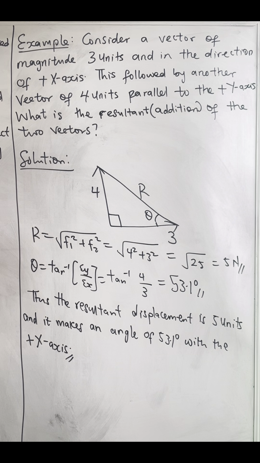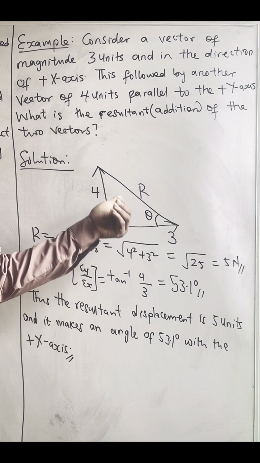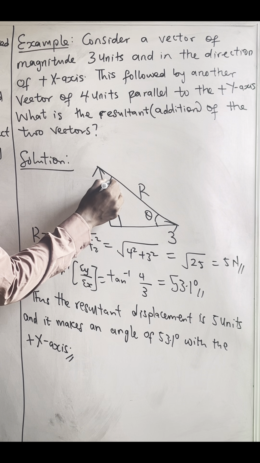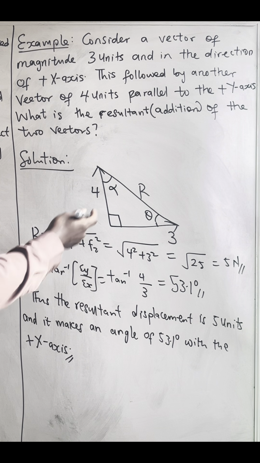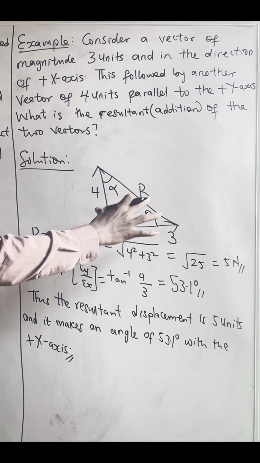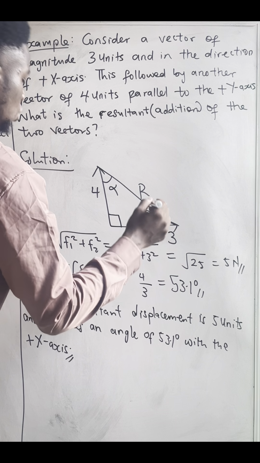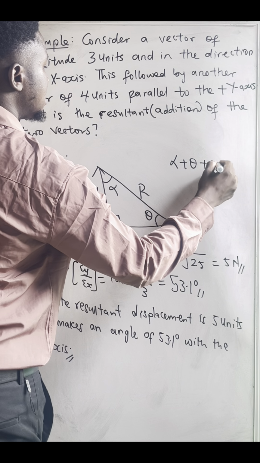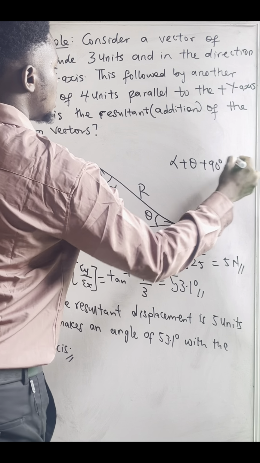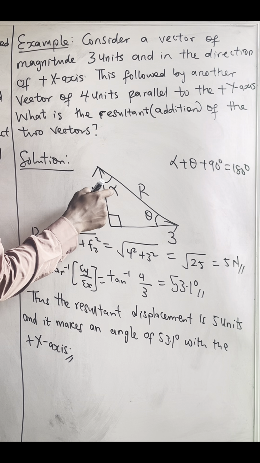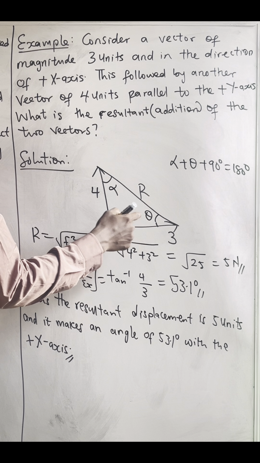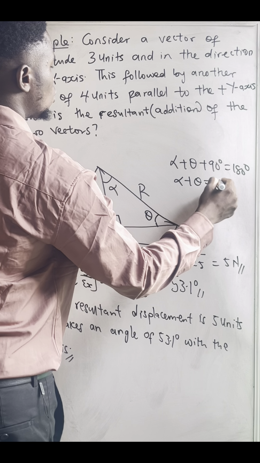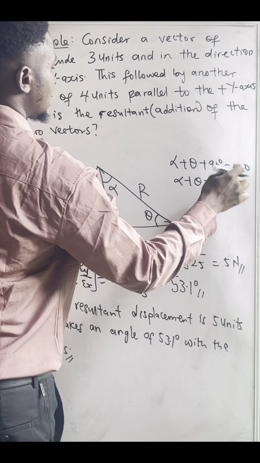Do you get that? But if you want to look for the angle it makes with the plus y-axis, you are going to represent this as alpha. Are you there? To get this alpha, you just know that the sum of angles in a triangle equals 180 degree. So alpha plus theta plus 90 degree is equal to 180 degree. This is alpha, this is theta, this is 90 degree. So alpha plus theta equals 90 degree, because 180 minus 90 gives us 90 degree.